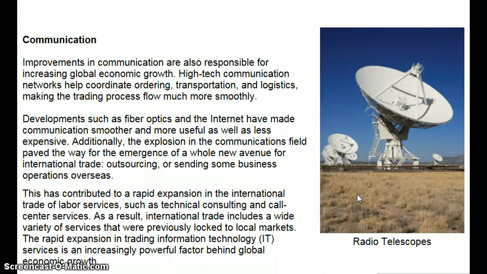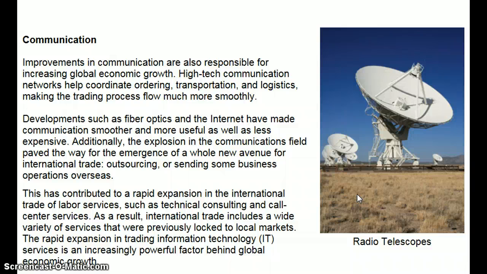Communication. Improvements in communication are also responsible for increasing global economic growth. High-tech communication networks help coordinate ordering, transportation, and logistics, making the trading process flow much more smoothly. Developments such as fiber optics and the internet have made communication smoother and more useful, as well as less expensive.